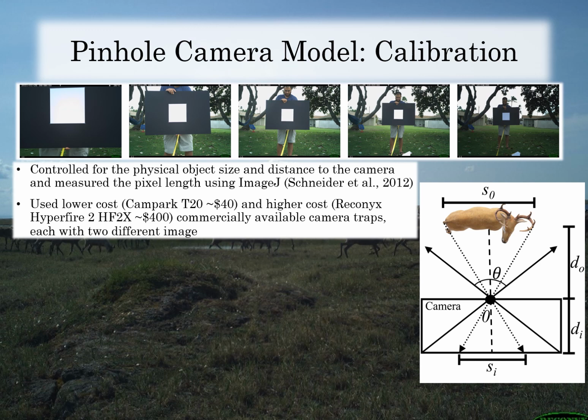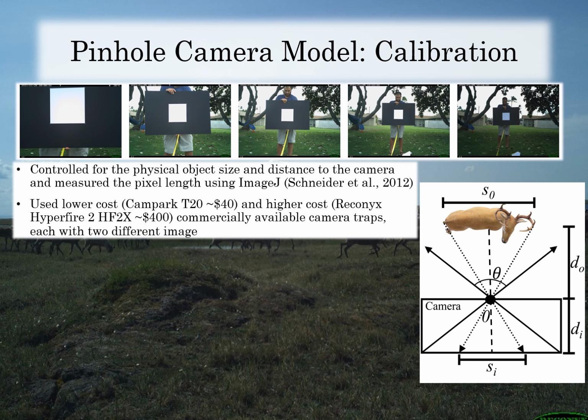And to see whether this calibration procedure worked for different cameras and with different settings, we used a lower cost Campark T20 camera, which can be found on Amazon for around $40, and the cameras that we are currently using in our Caribou study, which are Reconyx Hyperfire 2s, and they can be found for about $400 a piece. And we chose two different image settings related to image resolution for each camera.